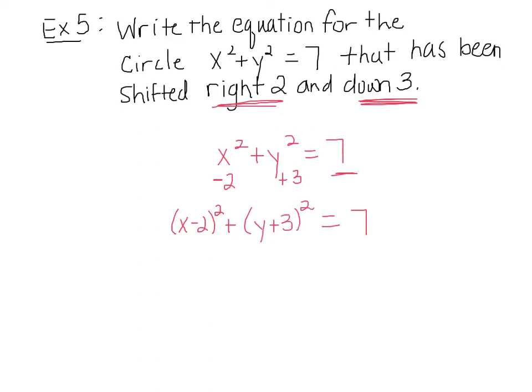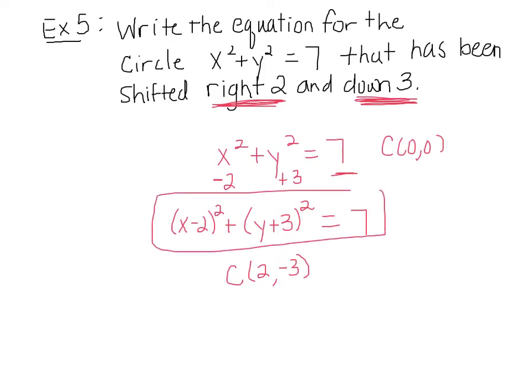So think about that for a second. If I was to write down what my center is, my center would be the opposite, which would be positive 2 and negative 3. Okay, well, did it actually shift? Because here my center was 0, 0. So if you go from 0, 0 to positive 2, negative 3, it did. It moved right 2 and down 3. So this would be the equation of the circle shifted.